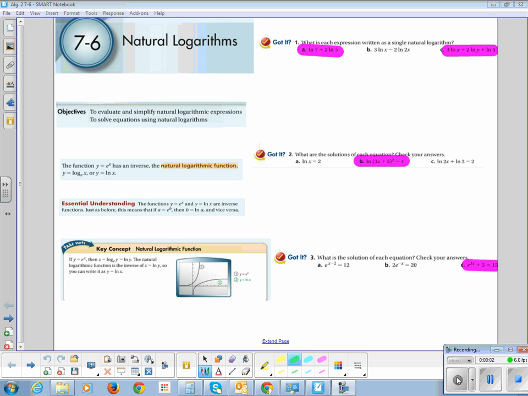7-6, natural logarithms. Now you guys are at the age in your math career where I think you can handle not just a normal logarithm, but a natural logarithm. Our learning objective for this section is to evaluate and simplify natural logarithm expressions and to solve equations using natural logarithms. The function y equals e to the x.